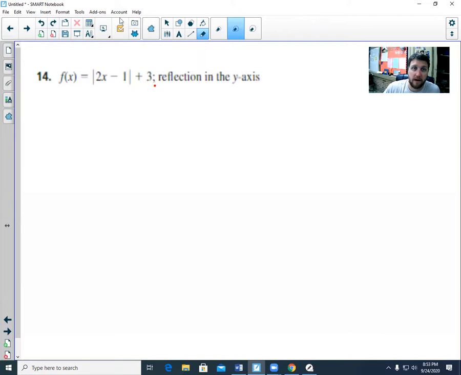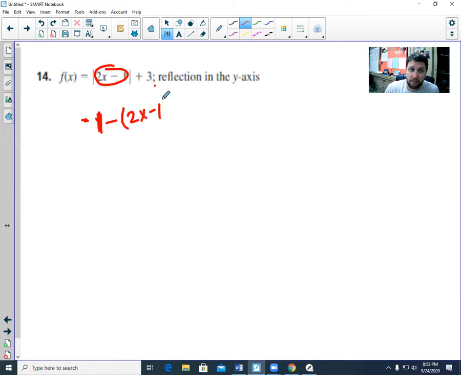So if I look at this part right here, this is my x value. If I want to reflect this over the y-axis, I'm going to put a negative in front of that whole thing. So I'm going to have the absolute value of negative, because that's where my reflection is going to pop in. And then I'm going to put all of this stuff in parentheses, close my absolute value, and put a +3 here.